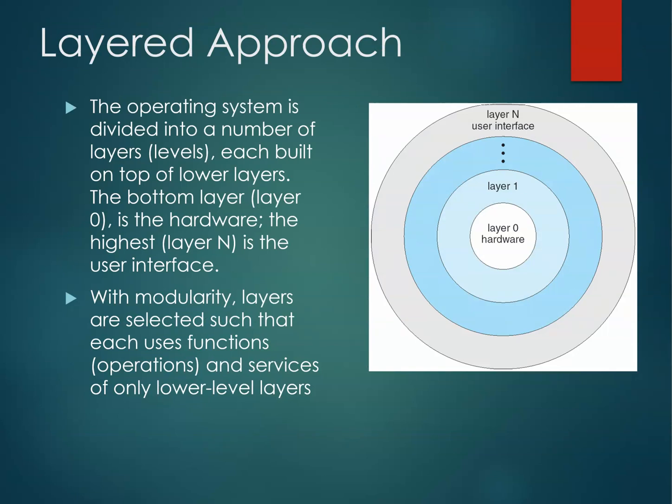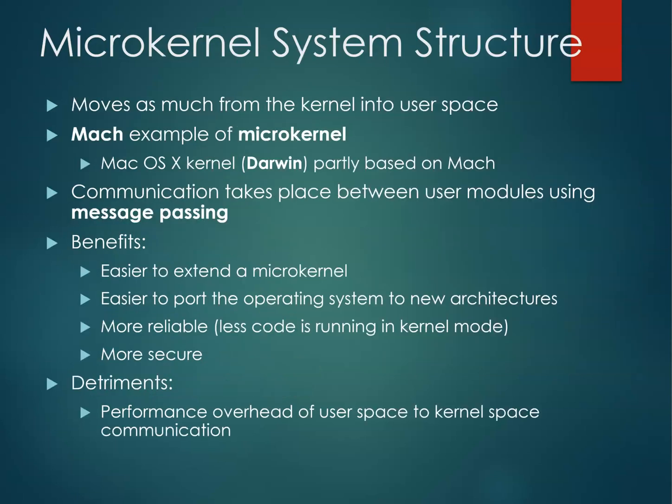Then there's the layered approach. The operating system is divided into a number of layers, each built on top of lower layers. The bottom layer is the hardware. The highest layer is the user interface. So here we've got layer 0, hardware, layer 1, etc. With modularity, layers are selected such that each uses functions and services of only lower level layers. So layer 0 would never call something in layer 2.